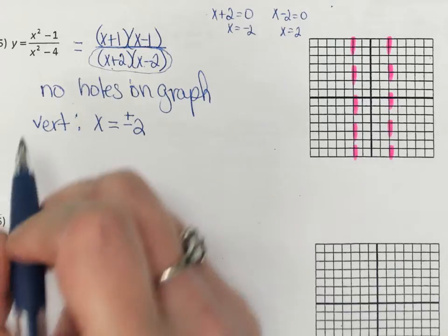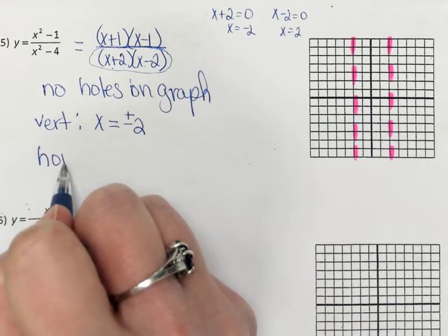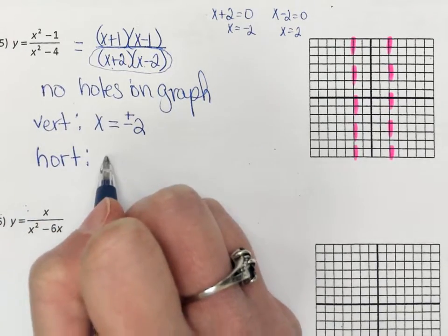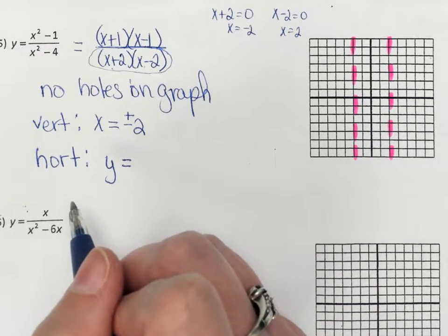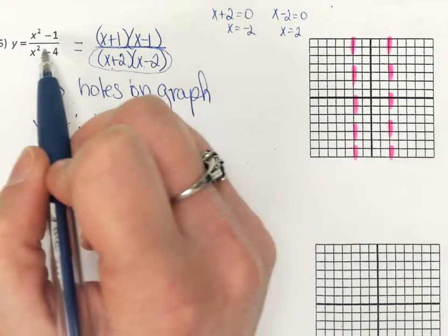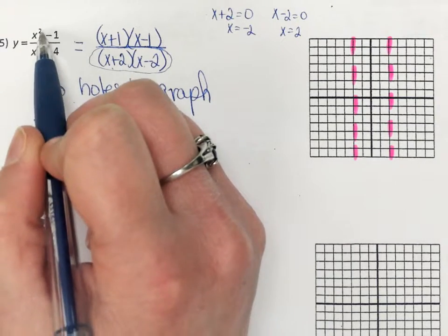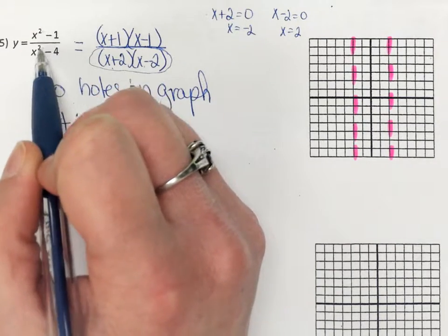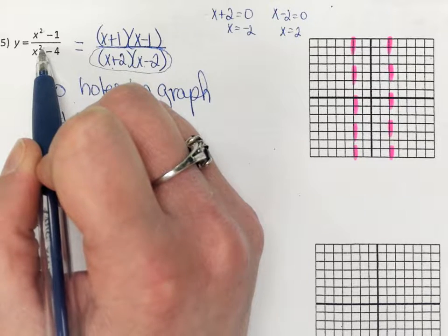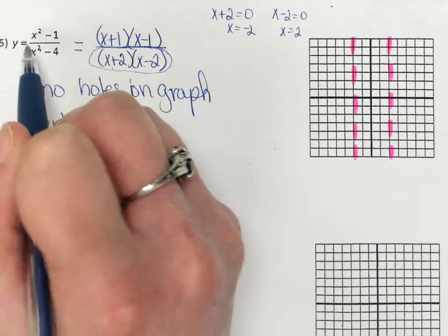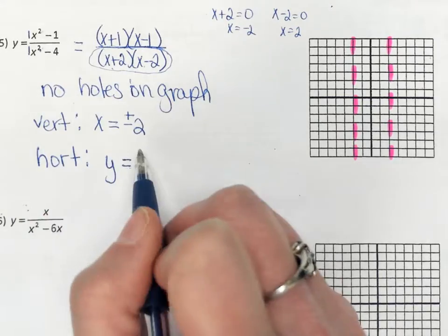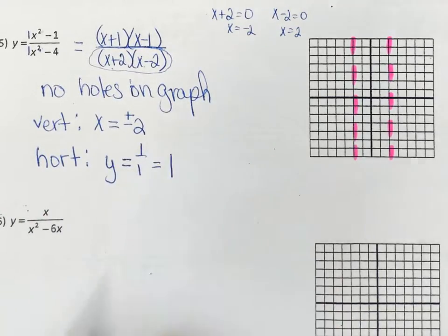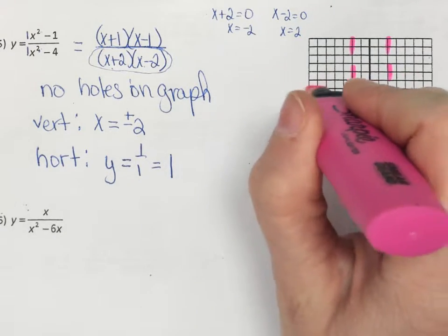All right. Horizontal ones are the ones you have to remember from the other day. There were 3 rules about horizontal, and they had to do with your exponents. So let's look at our exponents to start with. If you have the exact same exponent on top and bottom, you divide the leading coefficients. What's the leading coefficient here? 1. What's the leading coefficient here? 1. What's 1 divided by 1? 1. So you have a horizontal asymptote at y equals positive 1.